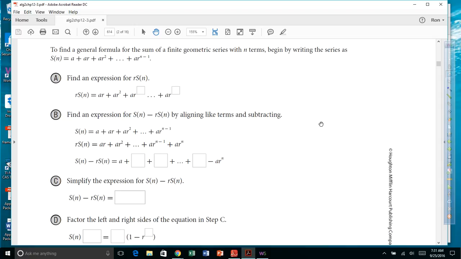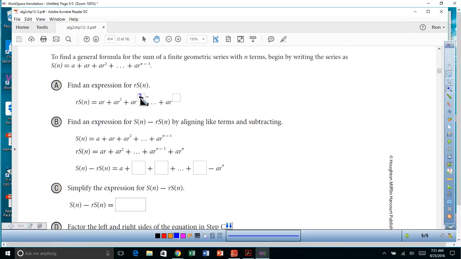Find the expression for r times s of n. R times s of n equals a times r plus a times r squared plus a times r to the third, and then so on and so on, plus ar to the nth power. Find an expression for s of n minus r times s of n by aligning like terms and subtracting.